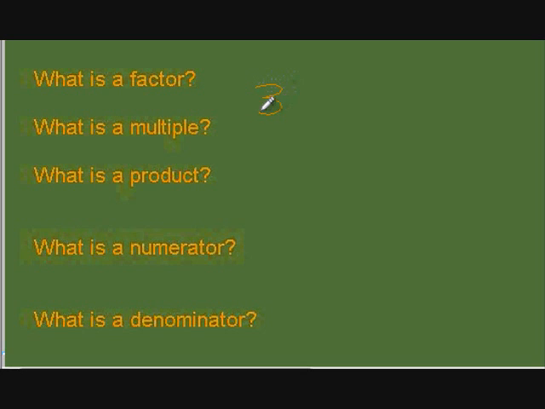Let's take 3 times 5 equals 15. 3 and 5 are factors of 15. 15 is the multiple of 3 and 5. So 15 is a multiple, and 3 and 5 are factors. They're factors. You can have multiples of 3.